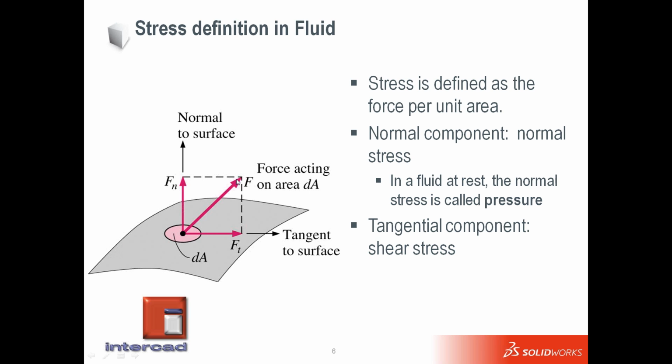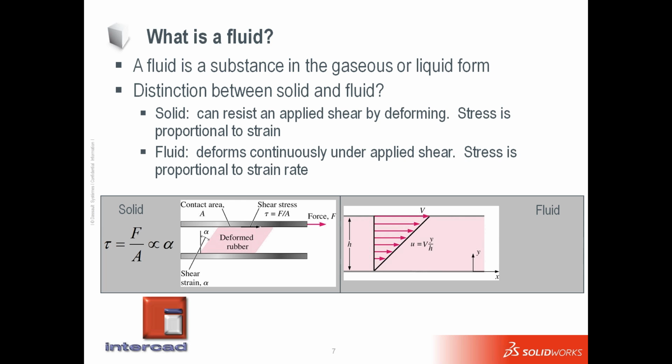If we simply have two components of normal and tangential force, normal force per area is simply defined as pressure, and the tangential force per area is defined as shear stress. With that definition, now we can have a look at the fluid definition. Basically, a fluid is a substance in a gaseous or liquid form that cannot resist shear.